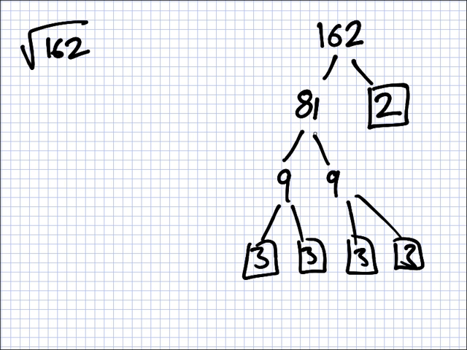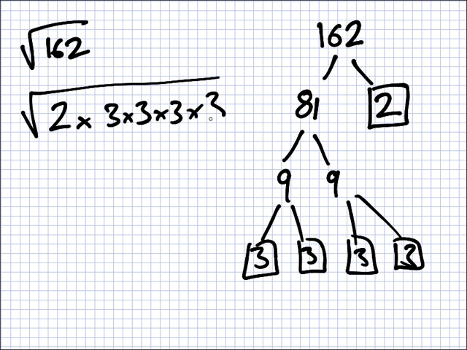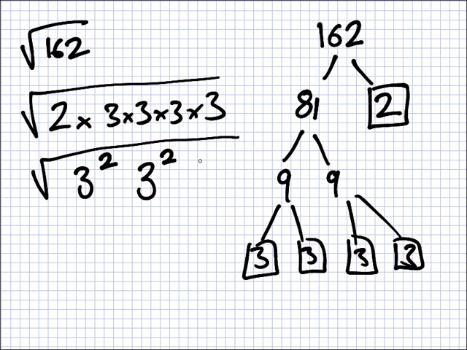Now, what you've just done is you've changed 162 into 2 times 3 times 3 times 3 times 3, like this. Okay. What you do is you try to group them together in pairs if you can. So, you have 2 3s here. So you say that's 3 squared, and then you have another pair here, 3 squared, and you have a 2 here.